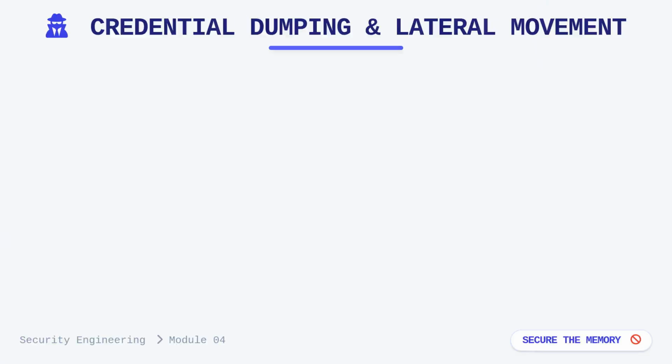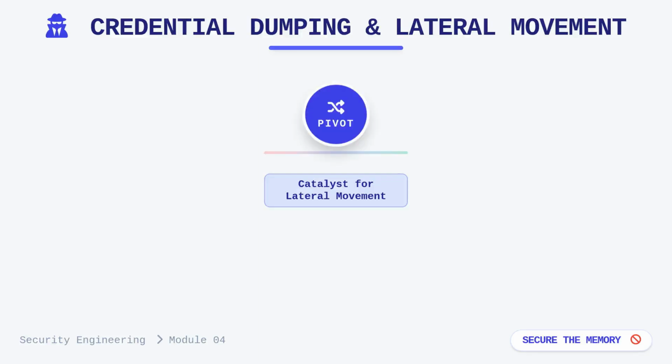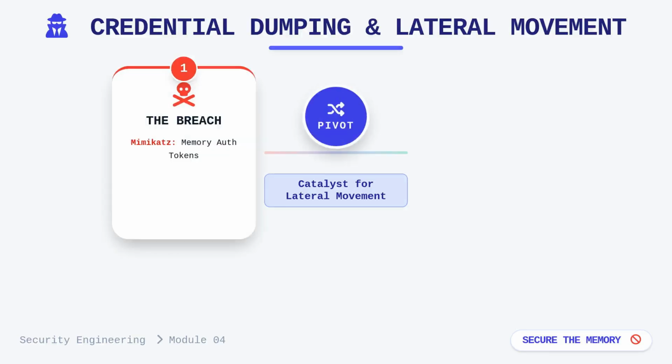Credential dumping represents a critical pivot point in an adversary's lifecycle, often serving as the true catalyst for lateral movement. Tools like Mimikatz have become synonymous with this stage because they exploit the way Windows stores authentication tokens in memory. When a process gains administrative privileges, an attacker can extract plaintext passwords, NTLM hashes, or Kerberos tickets directly from the Local Security Authority Subsystem Service, or LSASS.